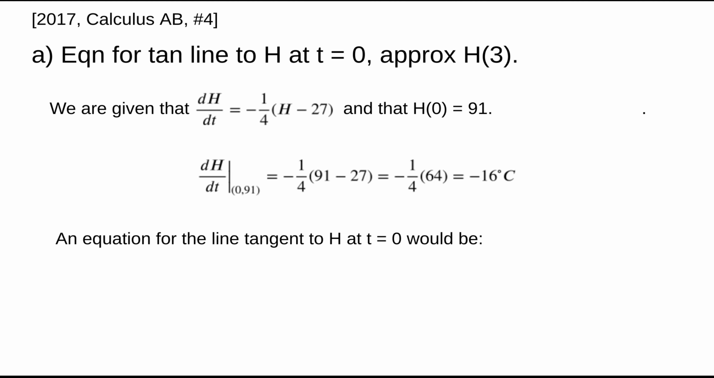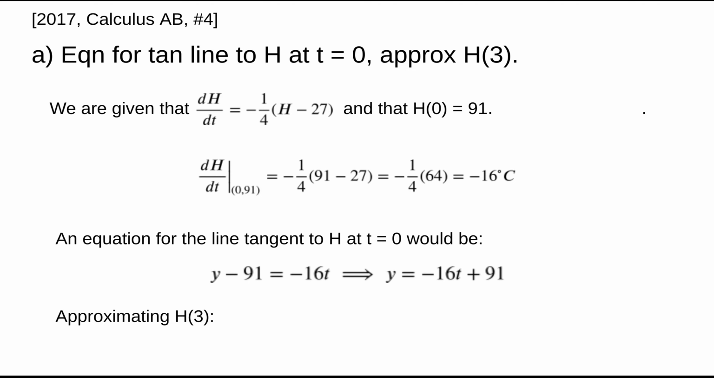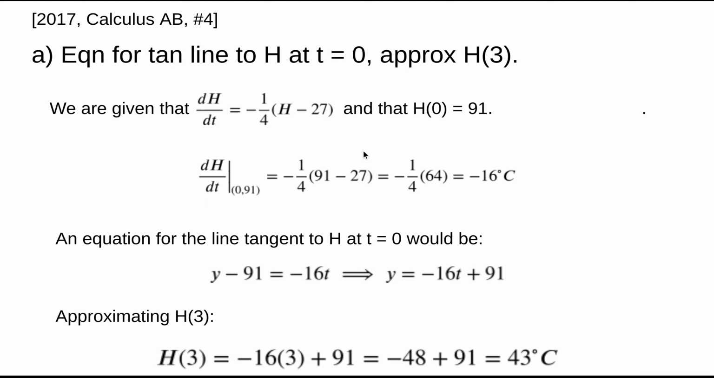And since I already know that the y-coordinate there, or the h-coordinate there, is 91, I can write the equation for the tangent line as y minus 91 equals negative 16t, which is the same as y equals negative 16t plus 91. And if I want to use that equation to approximate h of 3, I'm just going to plug 3 in for t. Negative 16 times 3 is negative 48. Negative 48 plus 91 is 43 degrees Celsius. So at t equals 3, the internal temperature of the potato is about 43 degrees Celsius.